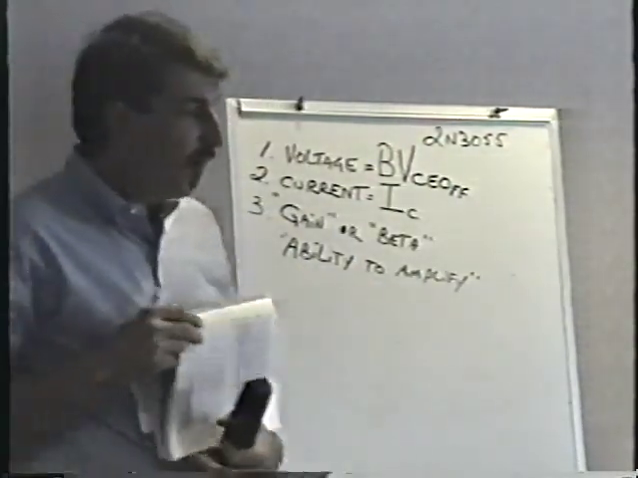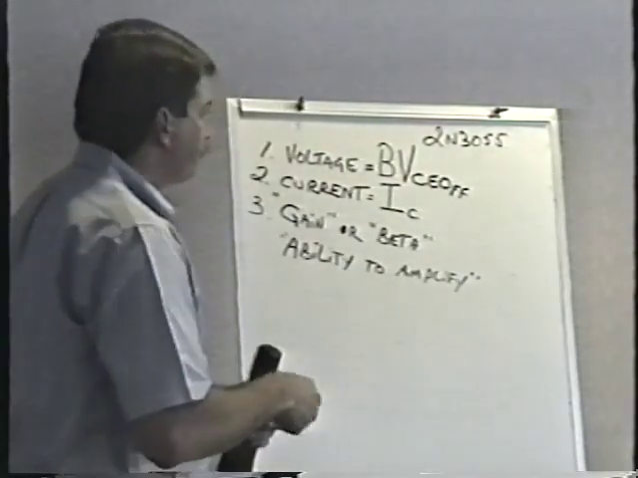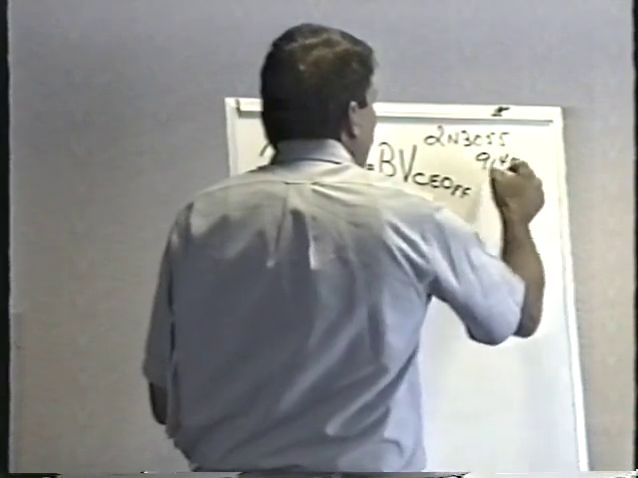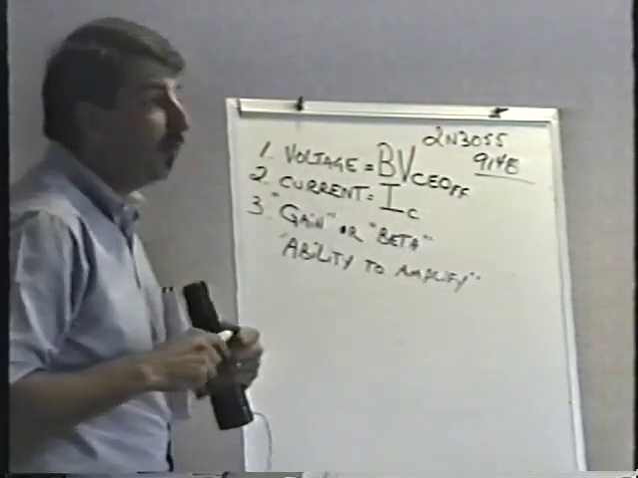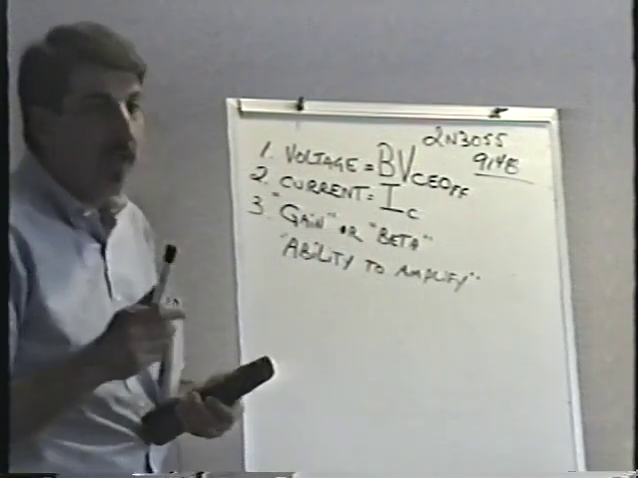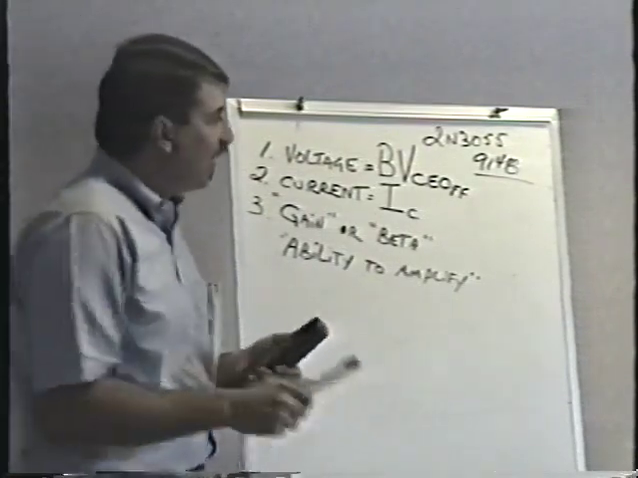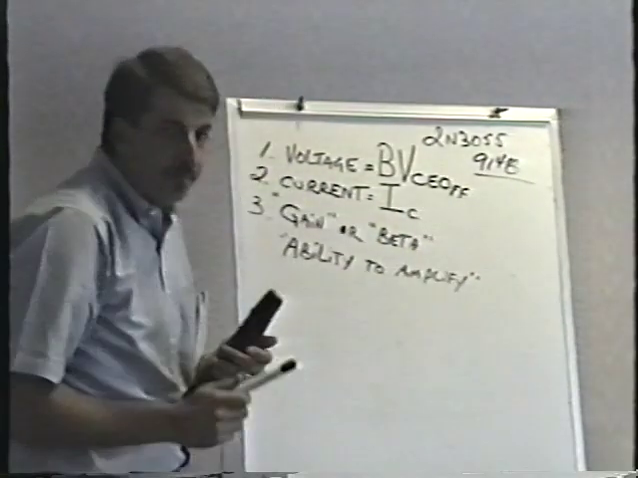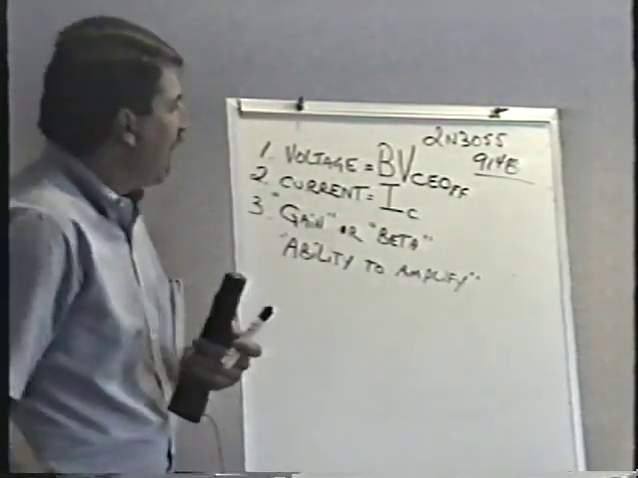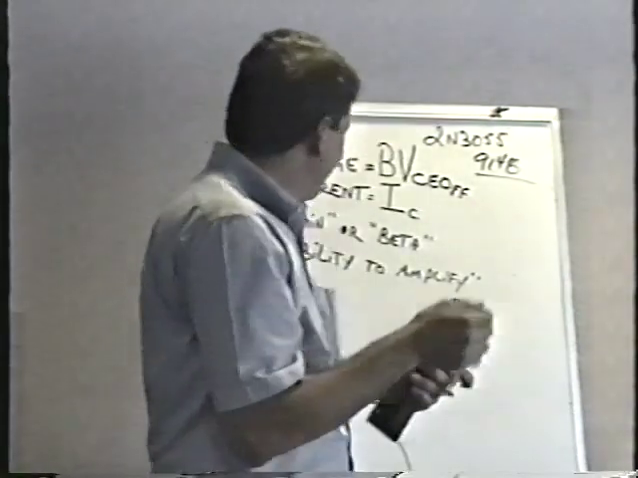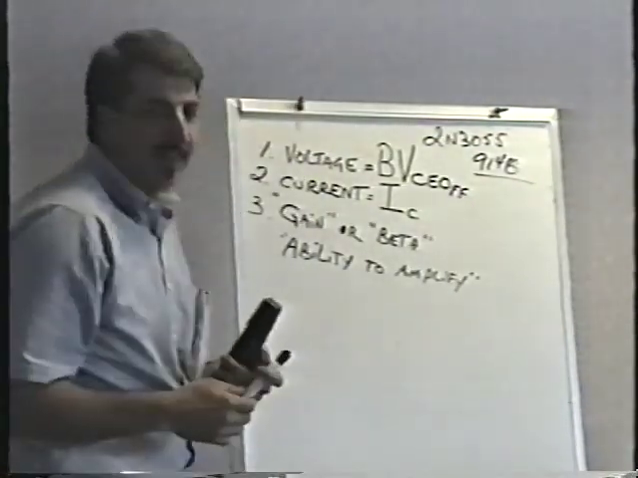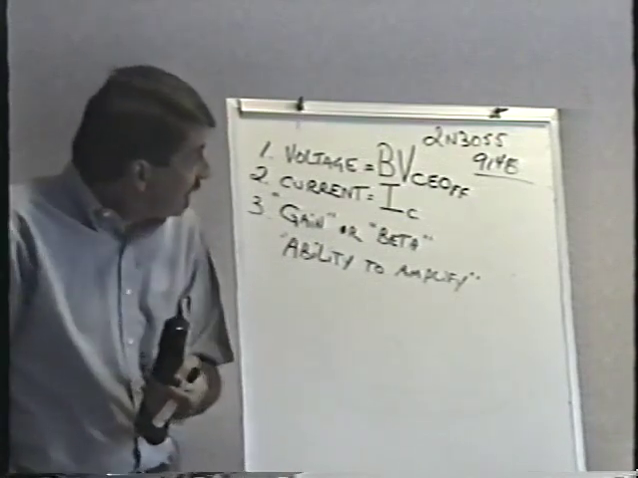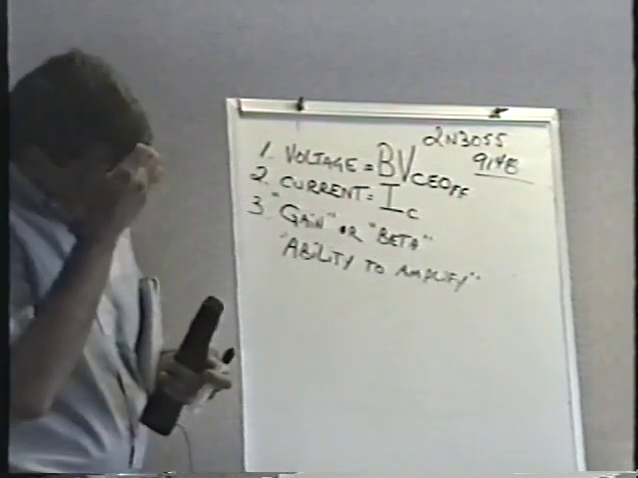There's another number on your part. What's that other number? 9148. That isn't the part number. That 9148 is the date code. It's when it was manufactured. It was manufactured on the 48th week of 1991, meaning somewhere around the beginning of December.